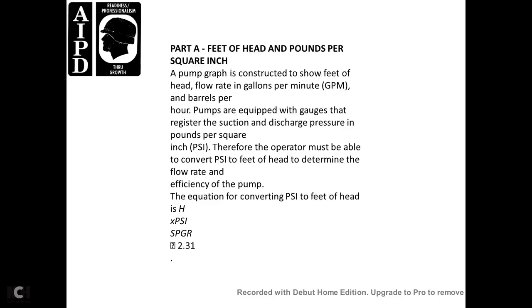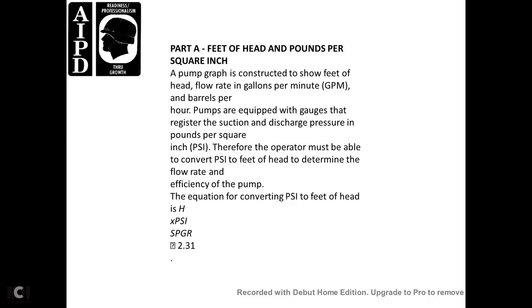Part A, feet of head and pounds per square inch. The pump graph is constructed to show the feet of head, the flow rate in gallons per minute, and barrels per hour. The pumps are equipped with gauges that read the suction and discharge pressure in pounds per square inch. Therefore, the operator must be able to convert pounds per square inch to feet of head to determine the flow rate and efficiency for the pump.